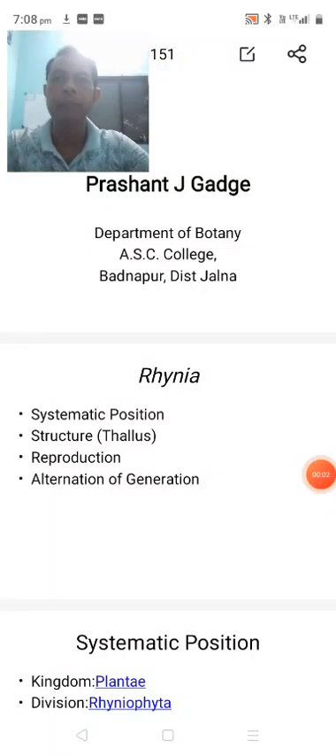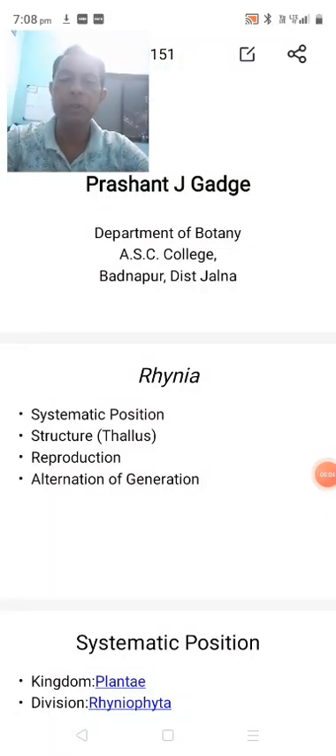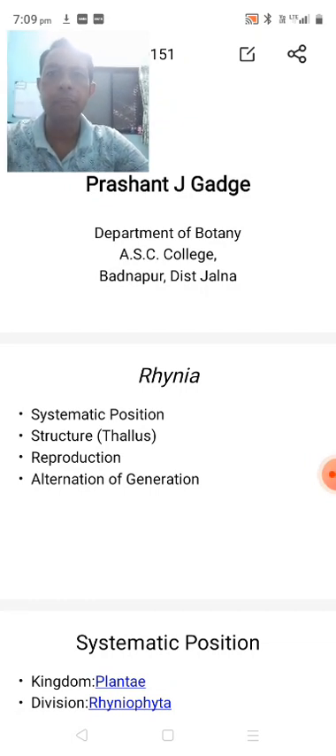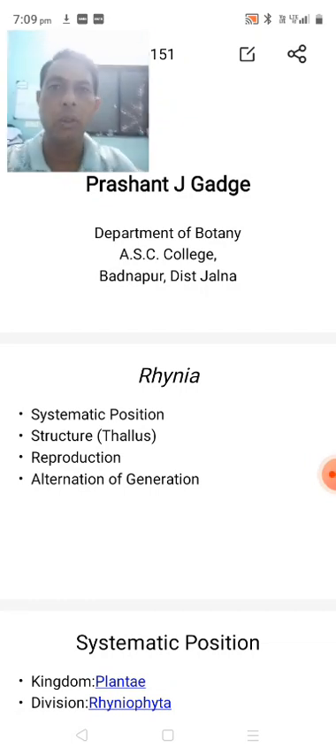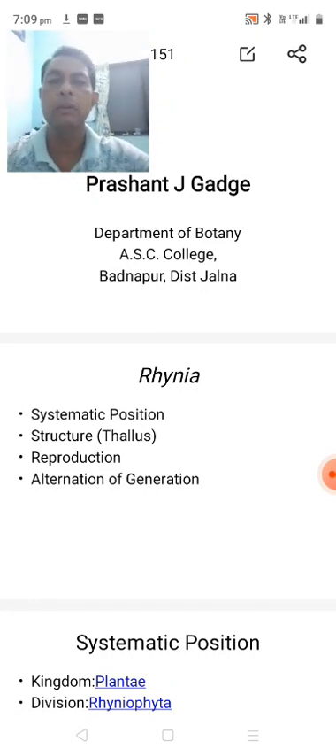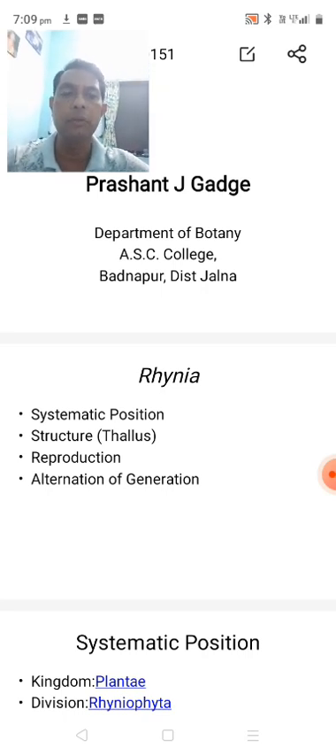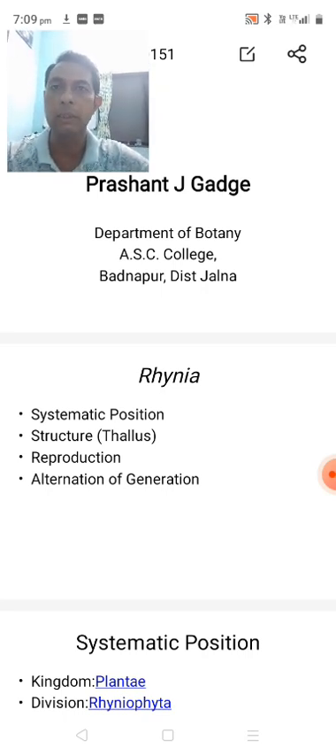Hello students. In the last few lectures we started with Rhynia, which we called a pteridophytic plant, most importantly found as a linking between the true vascular plants and algae. Today we are going to talk about the further part of this Rhynia.